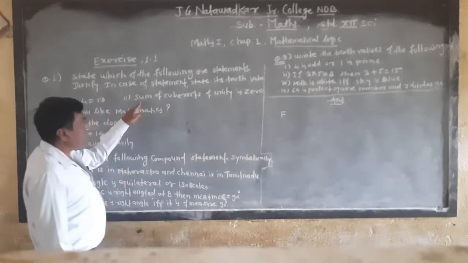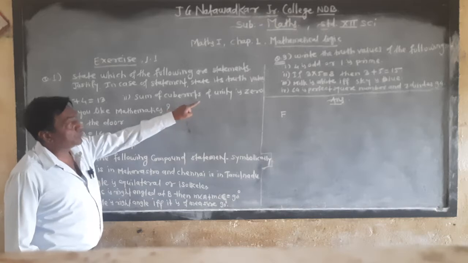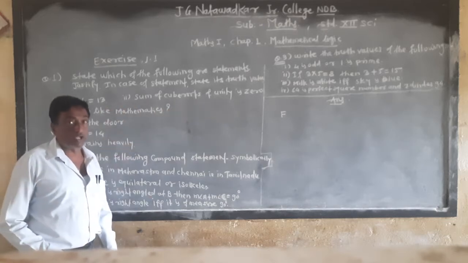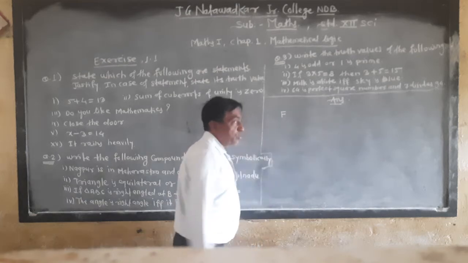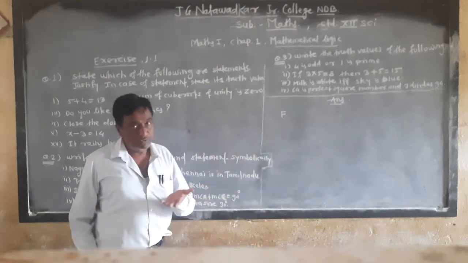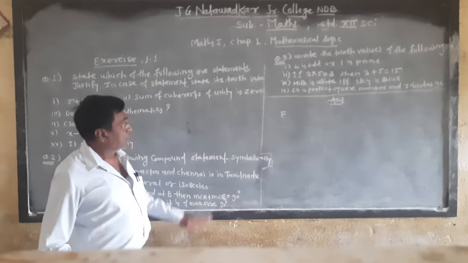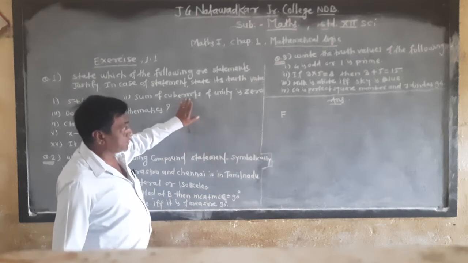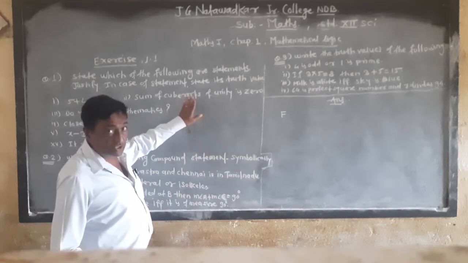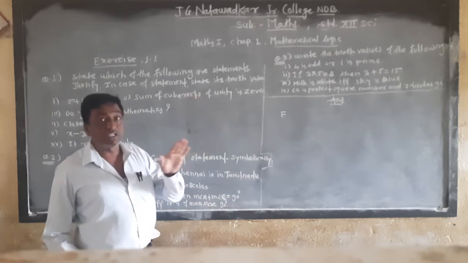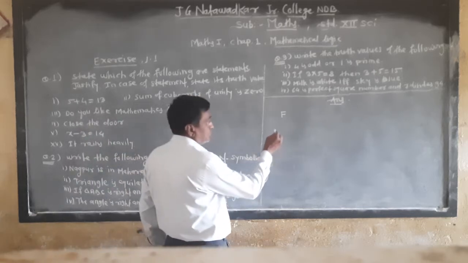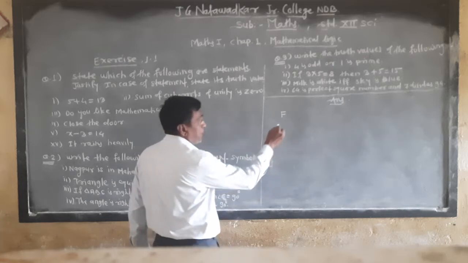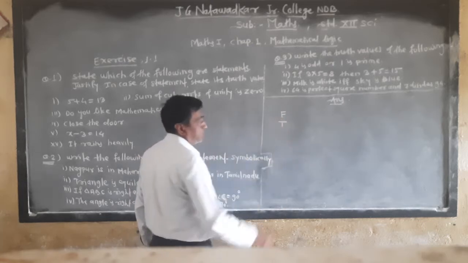The second sentence is: the sum of cube roots of unity is 0. You know that the cube root is omega, so we know that the sum of 1, omega and omega squared, which are the cube roots of unity, is 0. So this is a true sentence, and if it is a true sentence, it is a statement. Its truth value is T.